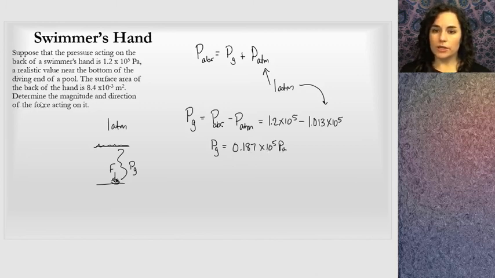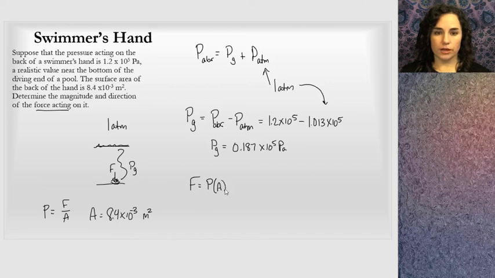What they've asked me for is determine the magnitude and direction of the force acting on the hand. Well, they give me the area of the hand, and I know pressure equals force over area. Area equals 8.4 times 10 to the negative 3rd meters squared, and I found the pressure, and they're asking me to find the force. So when I solve that equation for force, I'm going to get pressure times area. So the pressure is 0.187 times 10 to the 5th pascals. I'm going to multiply it by the area, 8.4 times 10 to the negative 3rd meters squared.